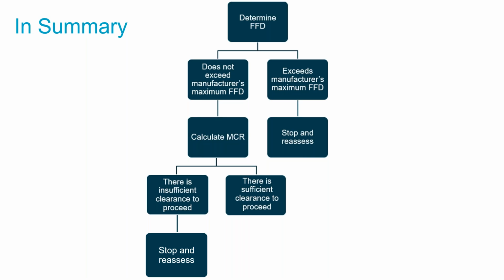If maximum free fall distance is not exceeded, proceed with the minimum clearance required calculation. Minimum clearance required refers to the minimum distance required to safely arrest a person's fall. Calculating the minimum clearance required prevents fallen workers from coming into contact with obstructions below, reduces the risk of serious injury, and may prevent fatal accidents.